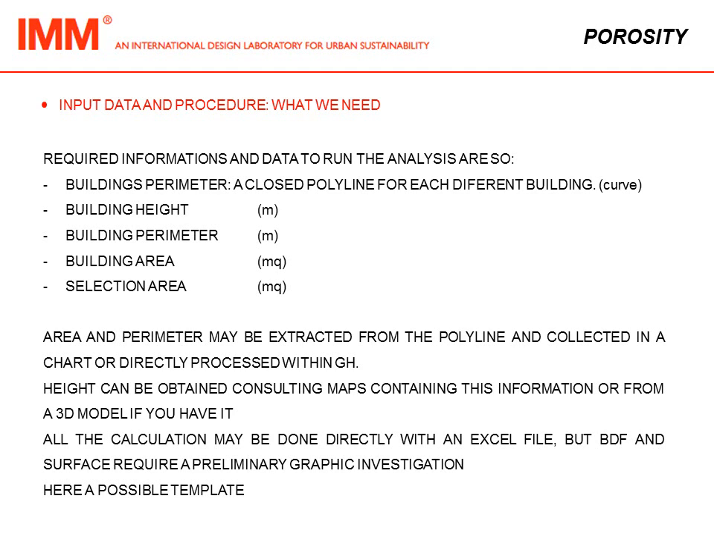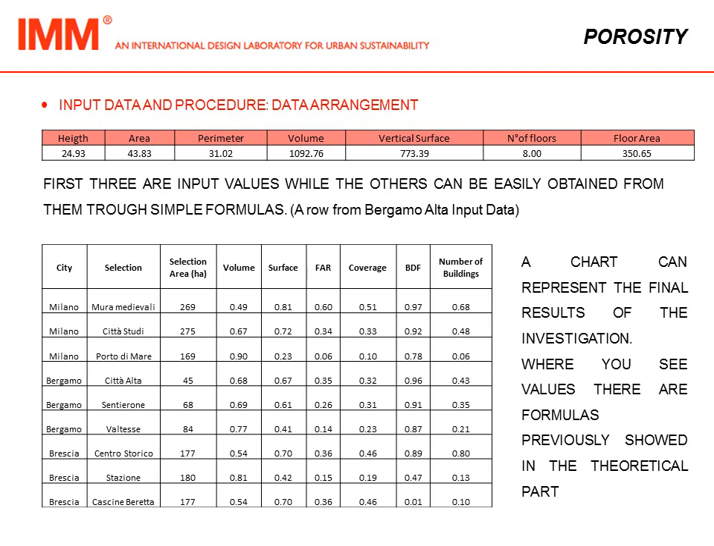All the calculation may be done directly with an Excel file, but building distribution factor and surface require a preliminary graphing investigation. Here a possible template. Here we have a row from Bergamo Alta input data. The first three are input values, the ones we mentioned before, while the others can be easily obtained from them through simple formulas. A chart, as the one on the left, can represent the final result of the investigation. Where you here see the values, there are the formulas behind, previously shown in the theoretical part. The chart could also be useful to show the same result of the spectrum diagram, but in a different way.